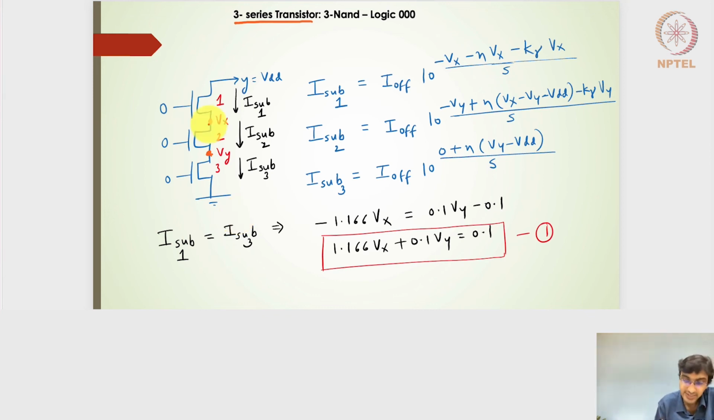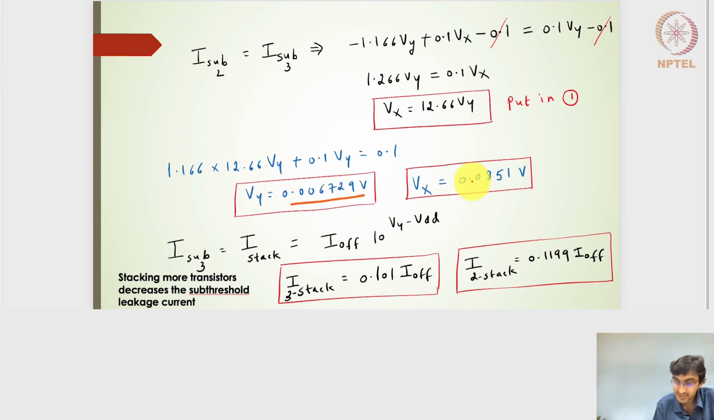right? Also notice that the Vx value and Vy value are in the sub-volt levels. That means it is either 0.0851 or 0.0006729 volts. So it's actually very, very low, which again brings to our attention that the subthreshold leakage current is actually very, very minute, very low compared to the dynamic current or the transient current, which we generally use to estimate the delay and the power in the dynamic power characteristics.